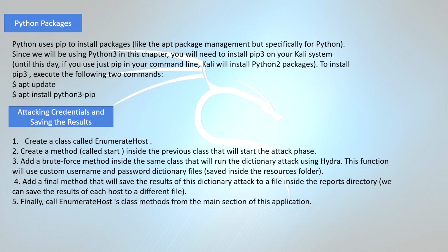In the screen session you will begin with Python 3. In the software you will need to install PIP3 on Kali Linux, and the menu for attacking, the creation and saving, creating a class called animation, creating a method inside the class, and starting the attack phase.